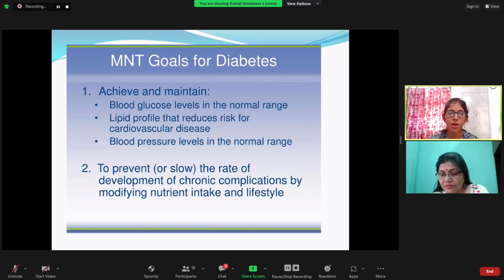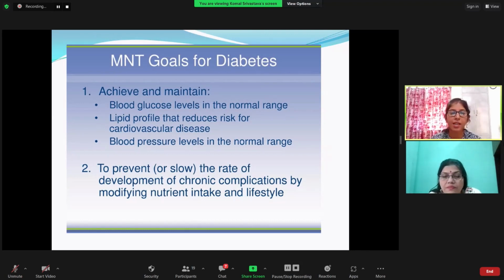The second most important thing is to maintain the lipid profile, or to control the lipid levels of the patient, so that the cardiovascular disease risk can be reduced. And last but not the least, definitely blood pressure, because if the pressure is high, definitely the cardiovascular diseases and the kidney diseases will crop up.